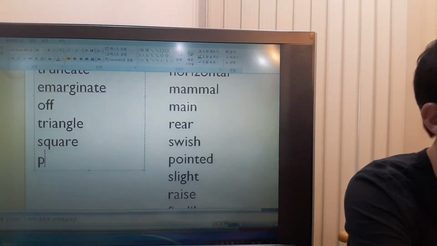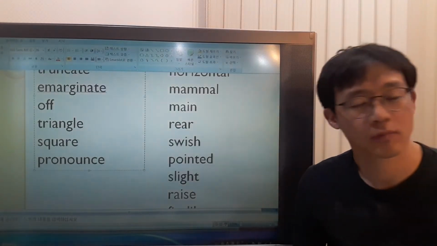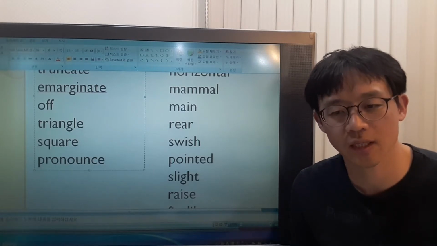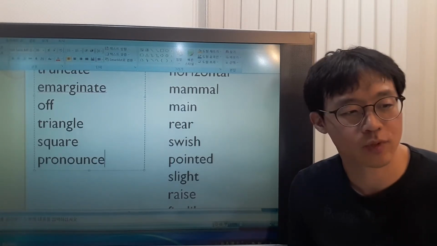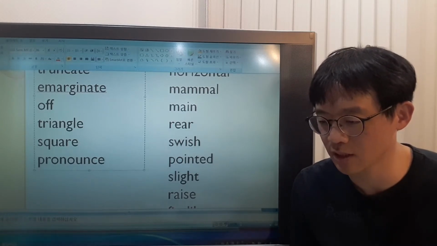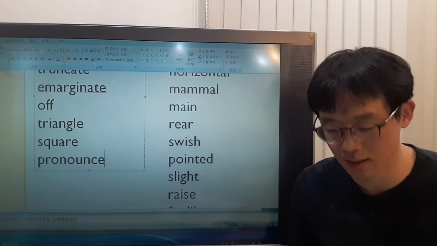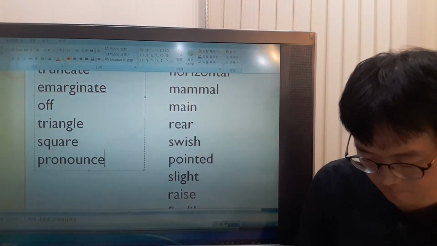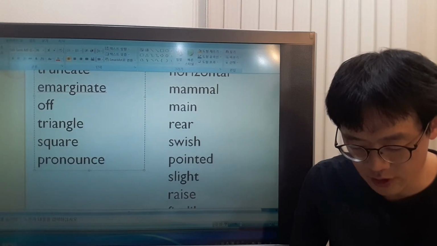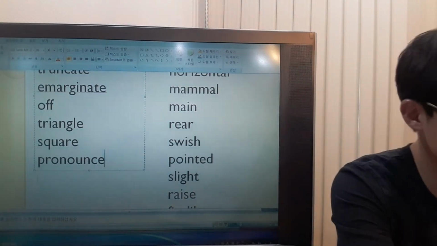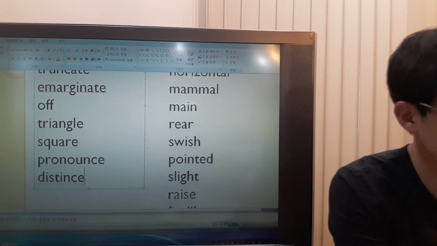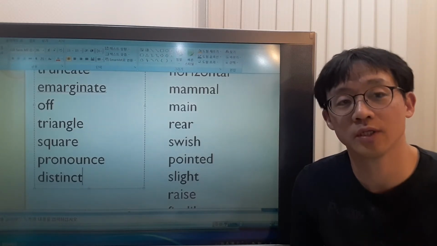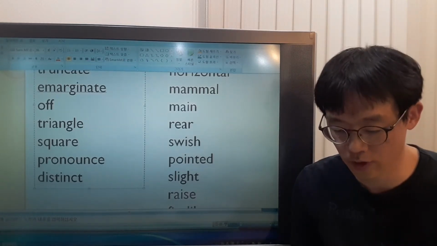What does that mean, pronounced? Pronounced means to say a word with a particular sound. Saying a word with a particular sound is pronounced. But if you say something is pronounced, that means it's very clear. You can see it very clearly, okay? You can see two distinct forks in the fin. Two distinct forks. What does that mean, distinct? Distinct means different from the others, so you can notice it very clearly, okay?